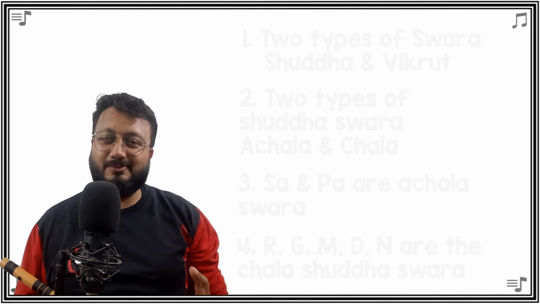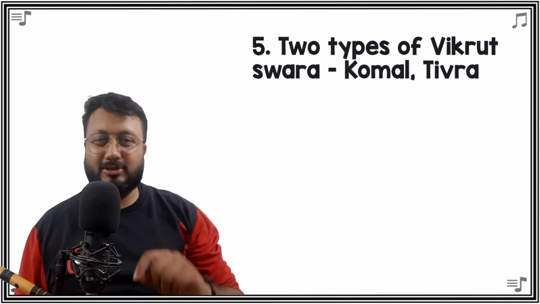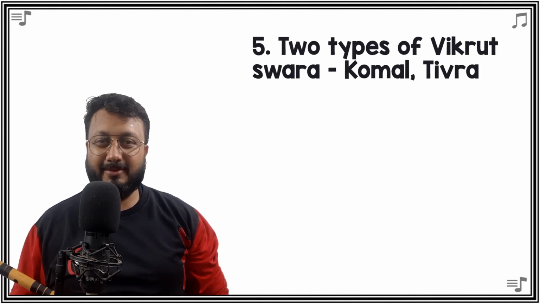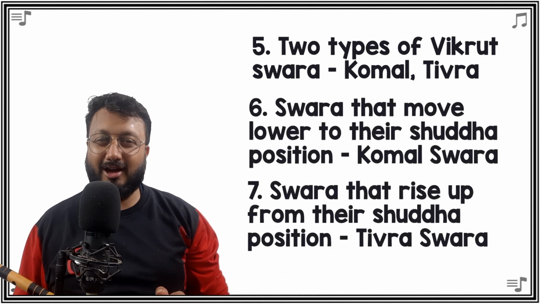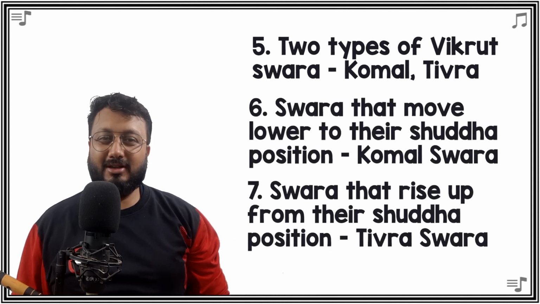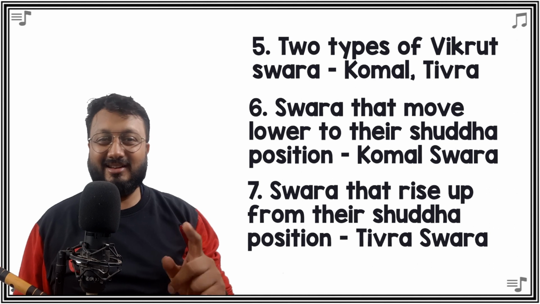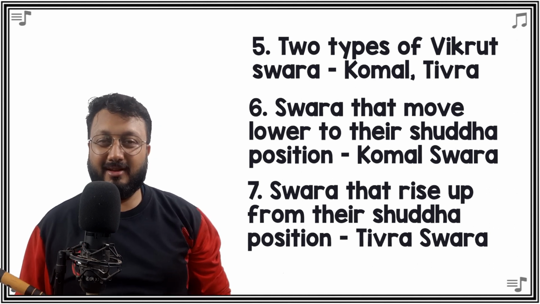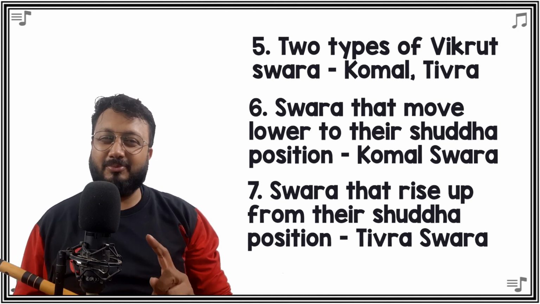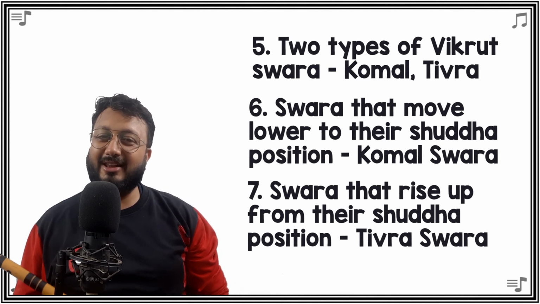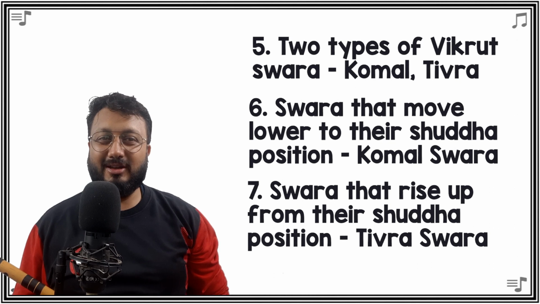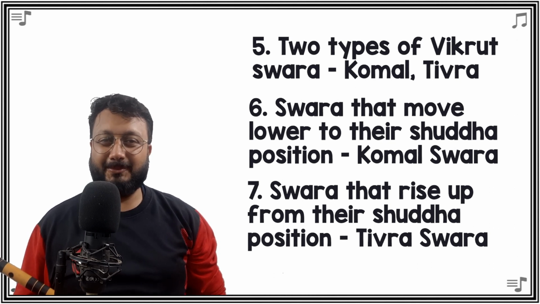Now there are two types of Vikrut Swara, Komal Swara and Tivra Swara. The Swara that get down from their Shuddha position are called Komal Swara. They are Re, Ga, Dha and Ni. The Swara that rise up from their Shuddha position are called the Tivra Swara. There is only one Tivra Swara, which is the Tivra Madhyama.